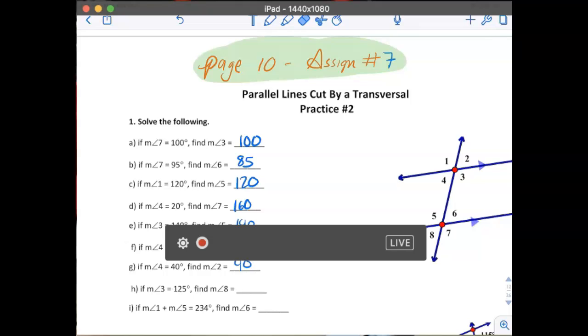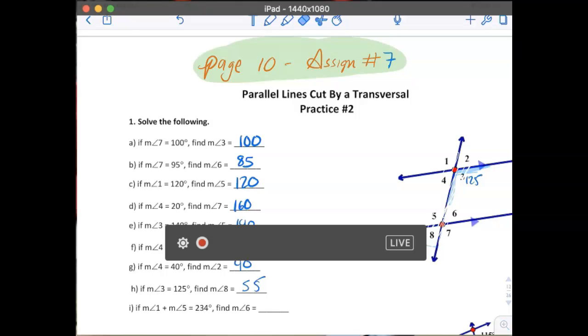If angle 3 is 125, what's angle 8? Well, here again we have an obtuse, and we're looking for angle 8. They don't really have a name, but if this 125 came down here, correspondingly, then it would have to be the supplement to the left. So the supplement of 125 is 55 degrees.